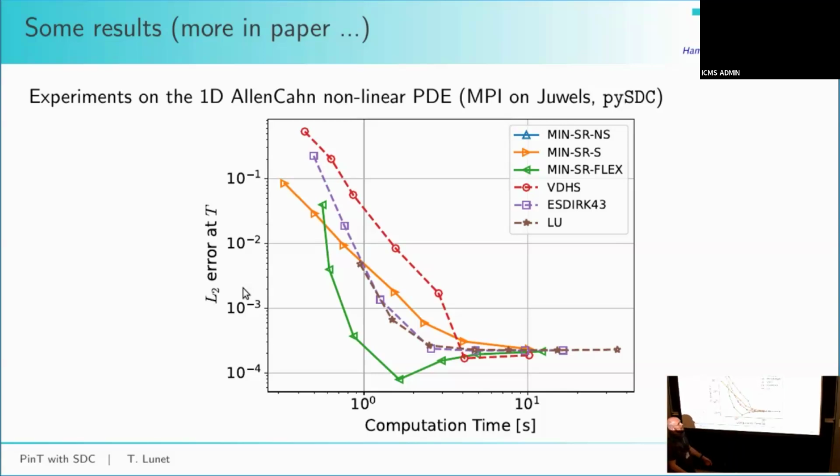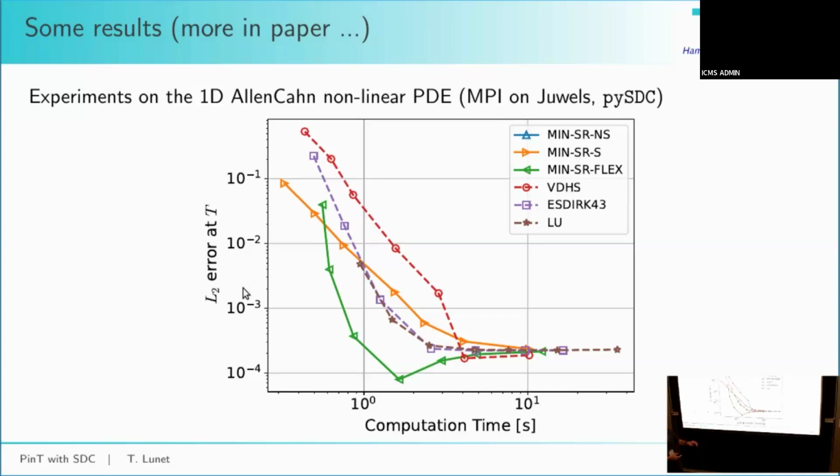And what we also noticed is that for ODEs, usually the MIN-SR-S was better, while for PDEs, the MIN-SR-FLEX was better. It's still not sure why, but we noticed that for PDEs, this MIN-SR-FLEX, so changing the coefficient, improved the accuracy, improved the stability, and has some really nice properties.